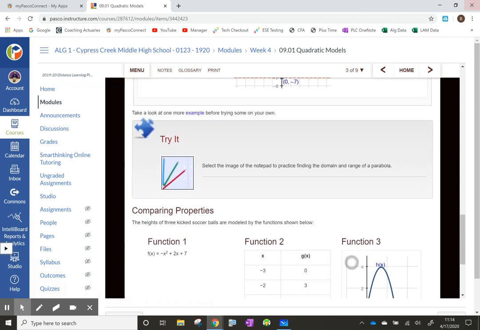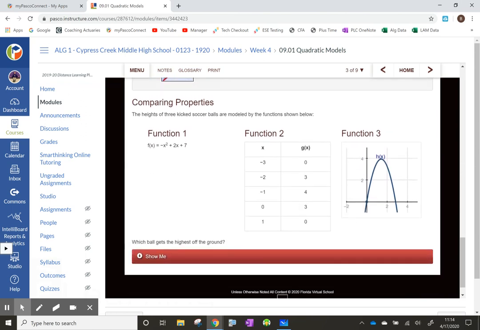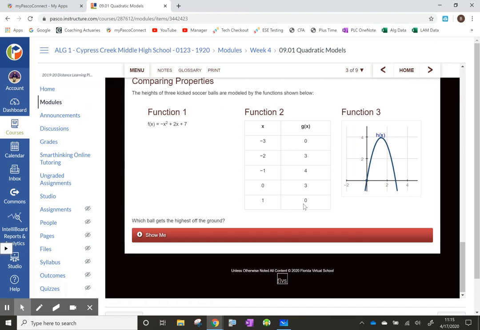Let's see. Comparing properties. The heights of 3 soccer balls are modeled by the function shown below. So for one soccer ball, we just see the equation of its height. For the second soccer ball, we see a table for its heights. And for the third soccer ball, we see the actual graph of it. Now, which ball gets highest off the ground?